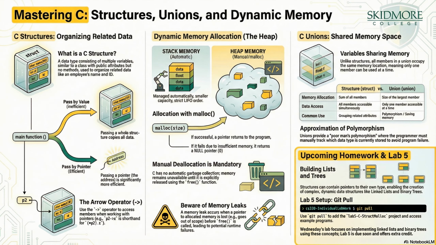That makes total sense. So let's do a quick recap of the tools you've just acquired. You have structs for grouping data logically, pointers for moving it efficiently, malloc and free for manual memory control on the heap, self-referential structs for complex, growing data, and unions for memory-saving polymorphism. You are now fully prepped to code those linked lists and binary trees for your Wednesday lab. And just a casual reminder from the syllabus, Lab 5 is fully due by Sunday. Good luck with that.